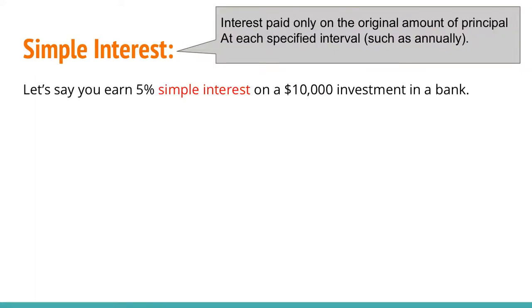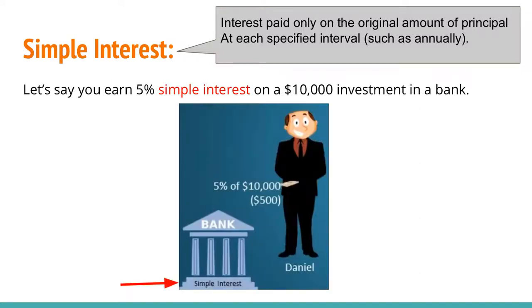Let's say you earn 5% simple interest on a $10,000 investment in a bank. And again, it's interest paid only on the original amount. So you'll notice that this is a simple interest bank down here. That's letting you know that that's the case. And here is where you would work this out.